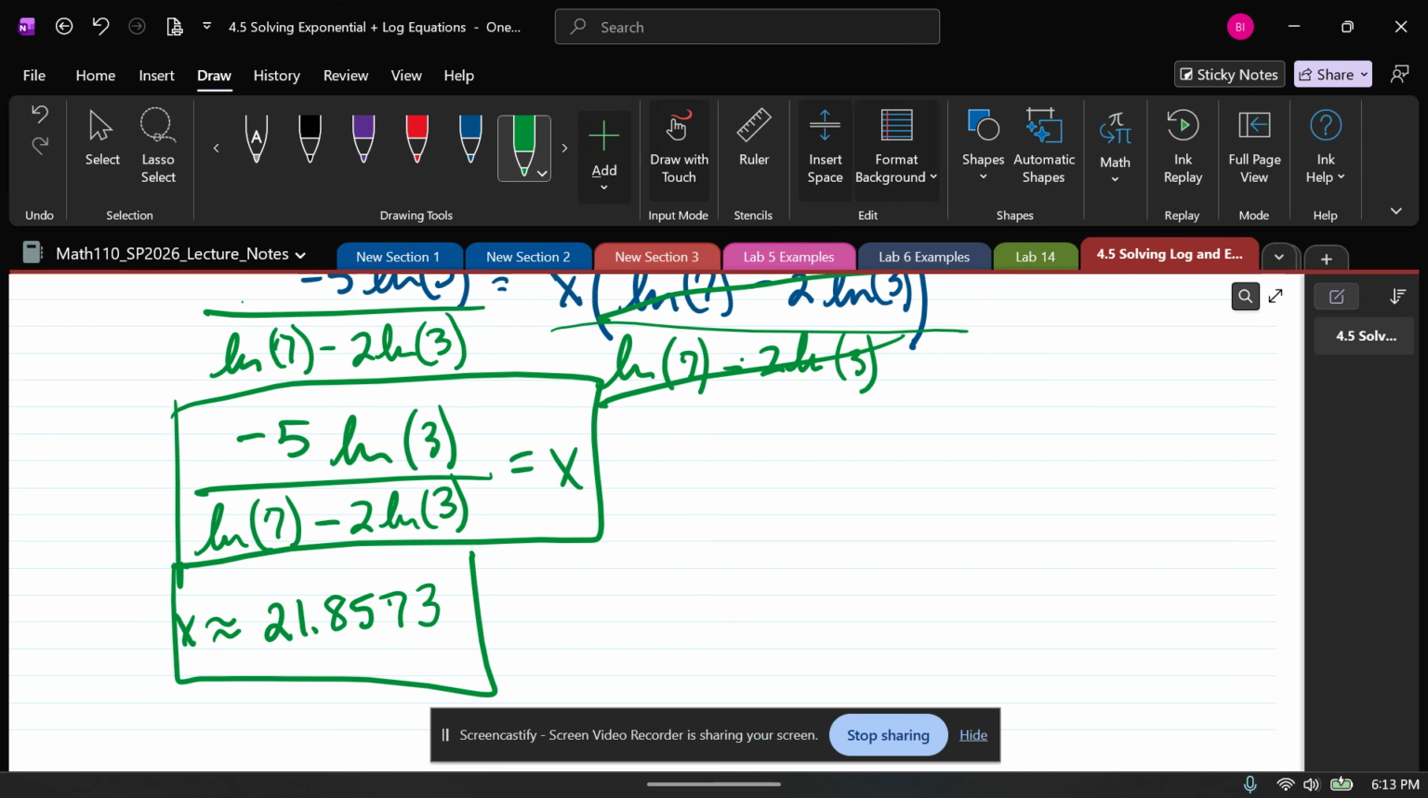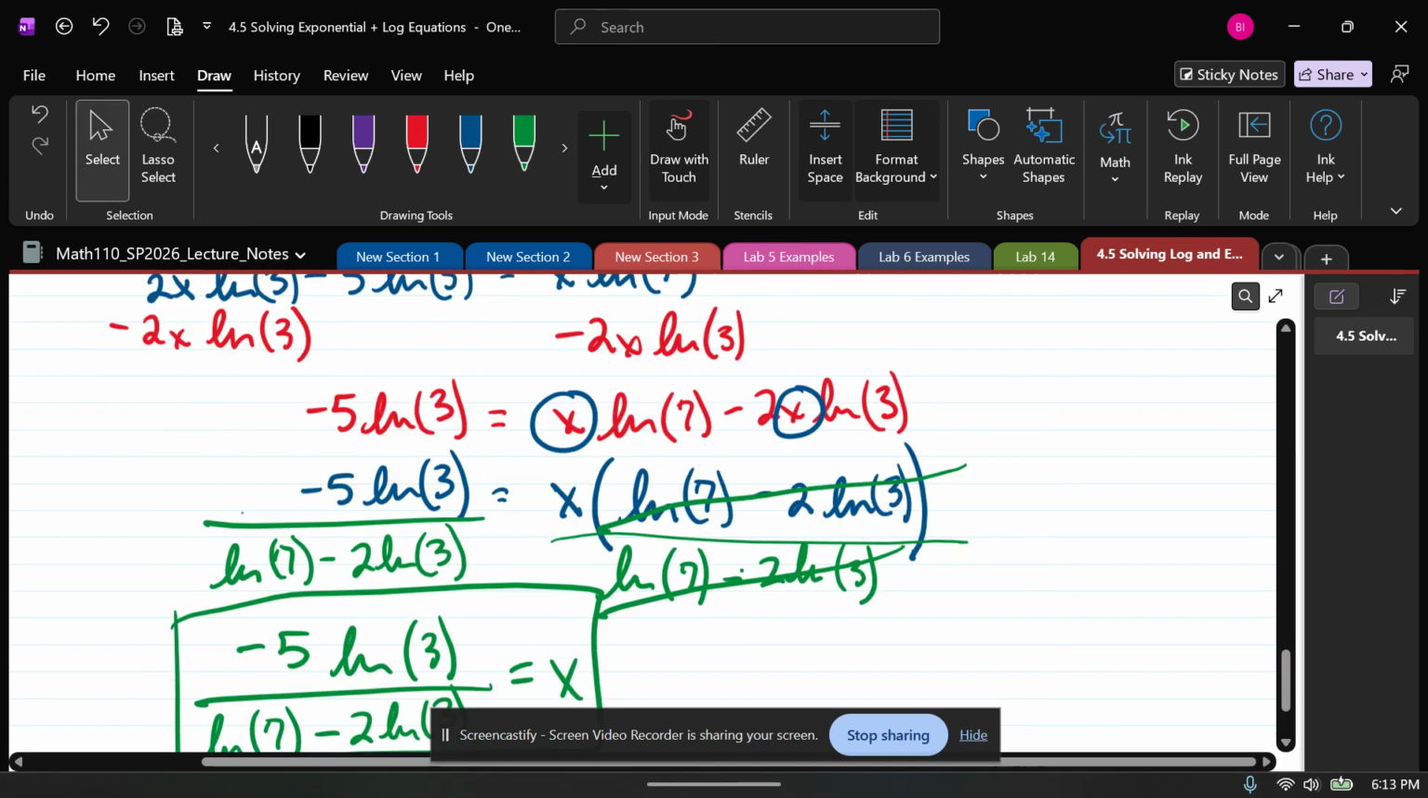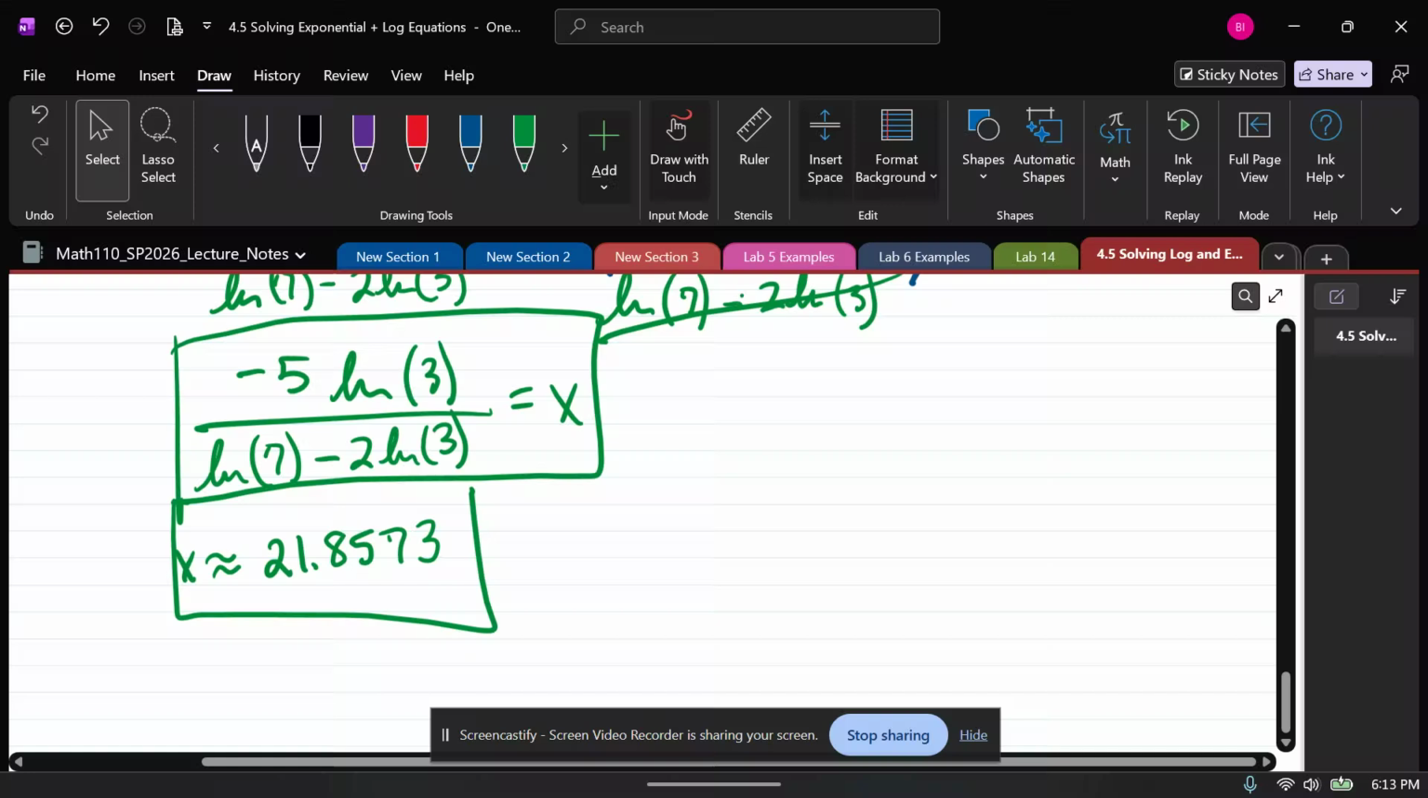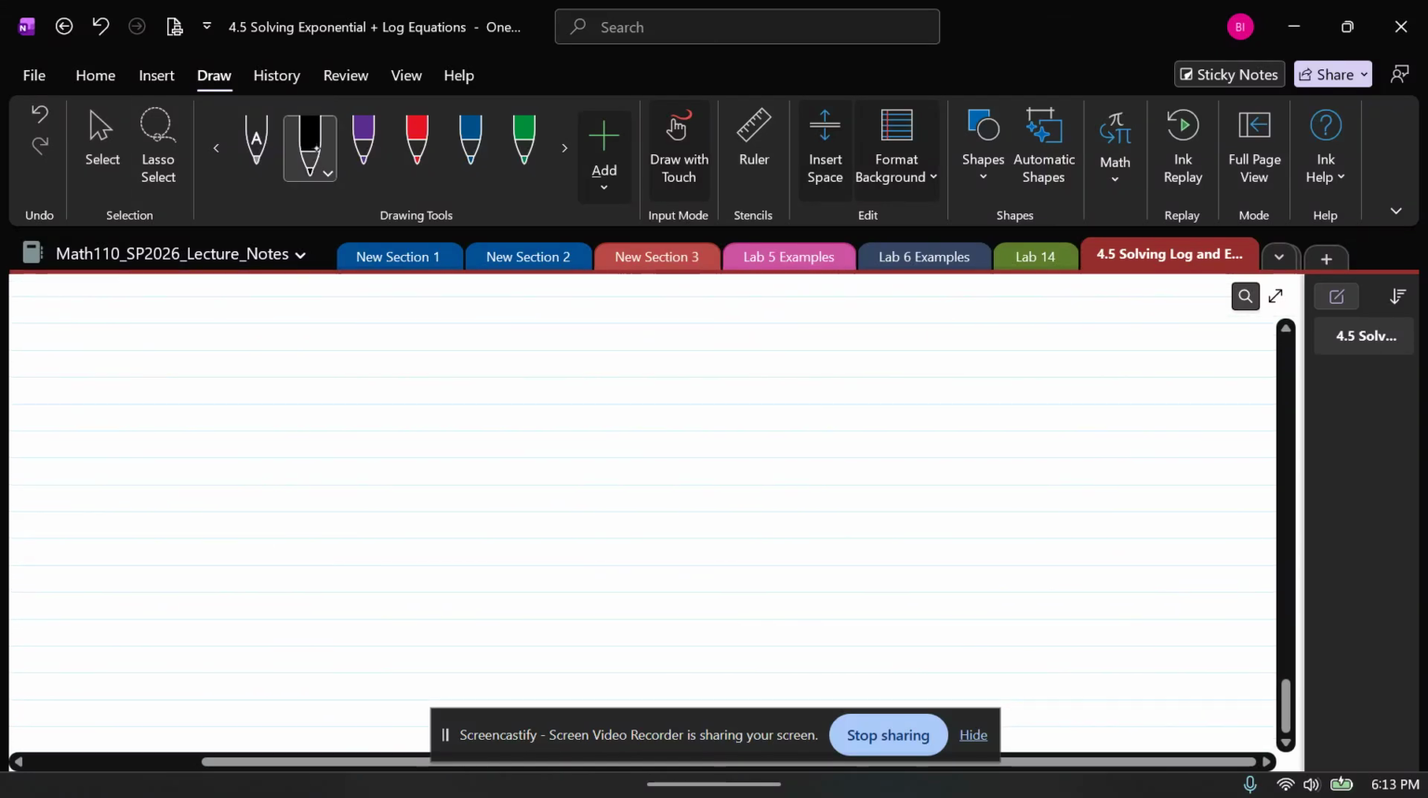This stuff is weird because it's got all that natural log stuff in there, but the process of solving the equations is step by step. Let's try another one. So let's do example H.